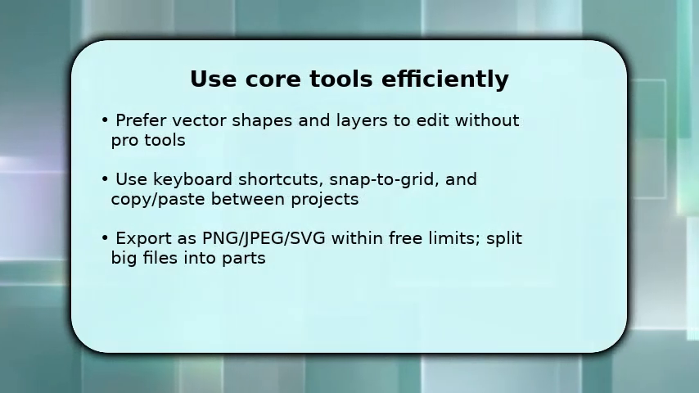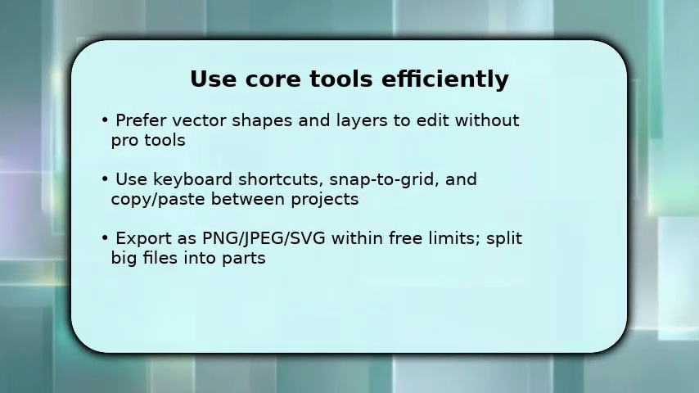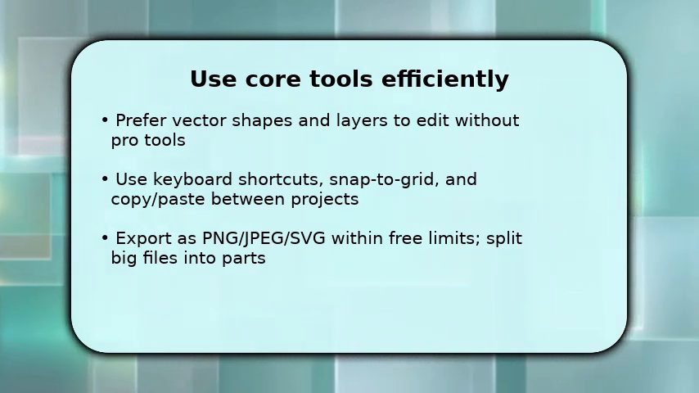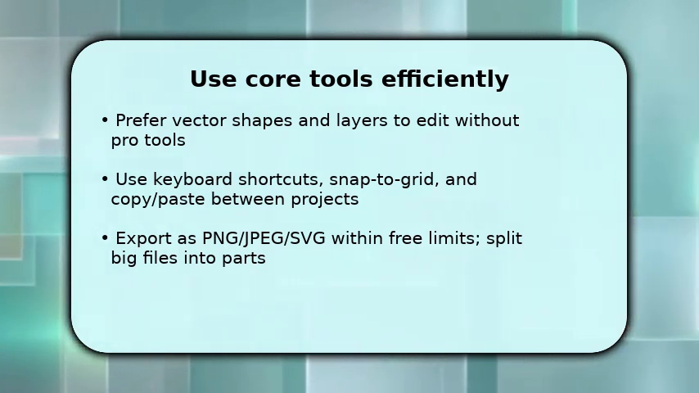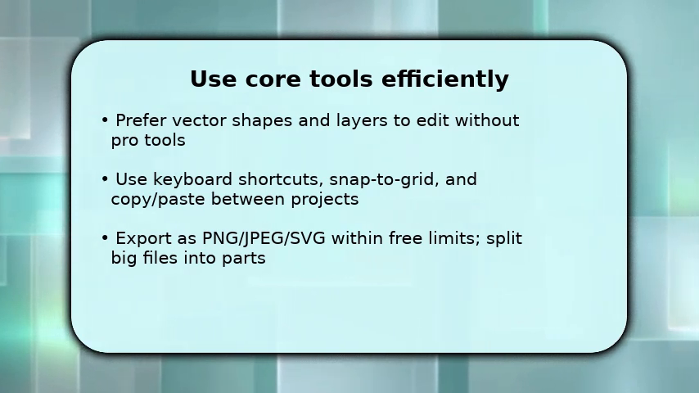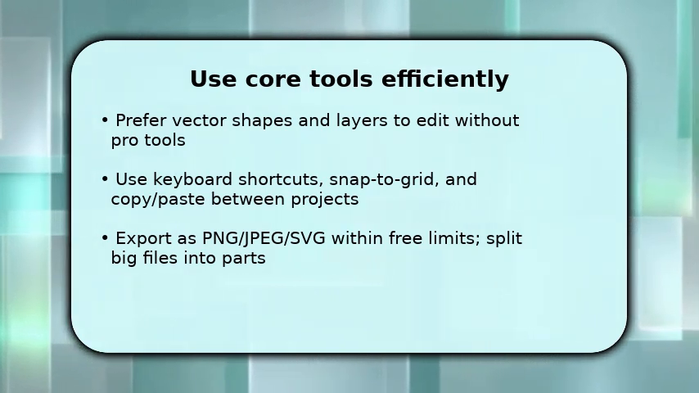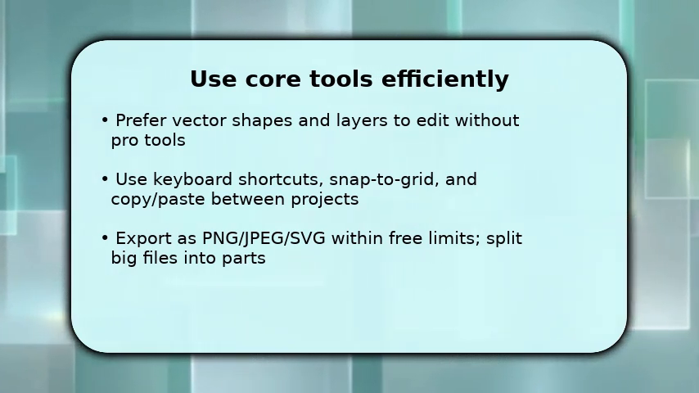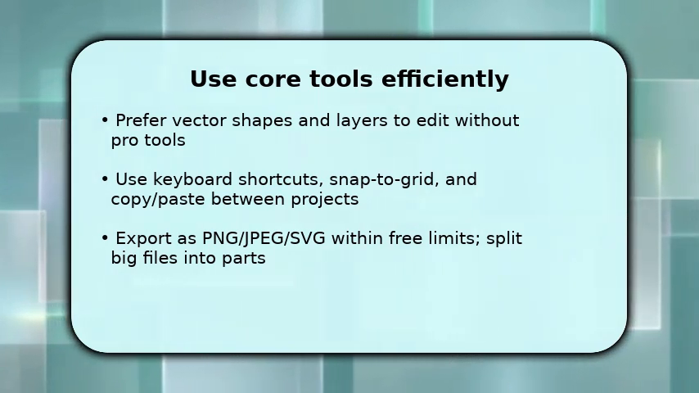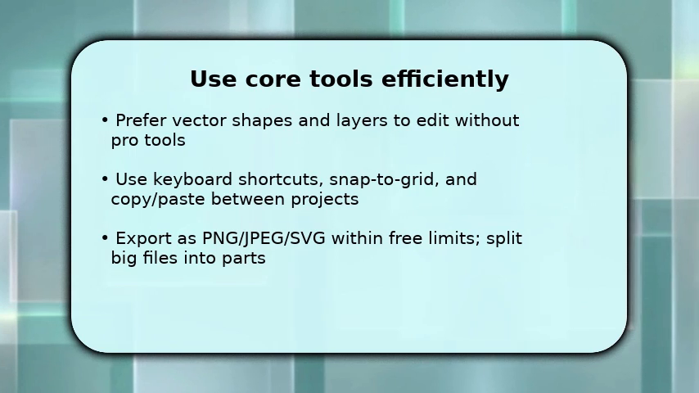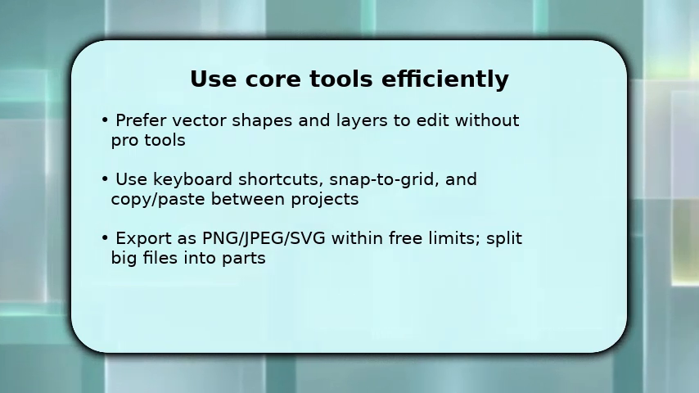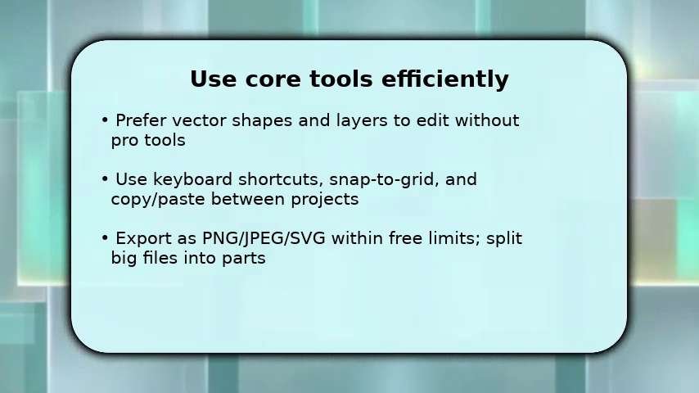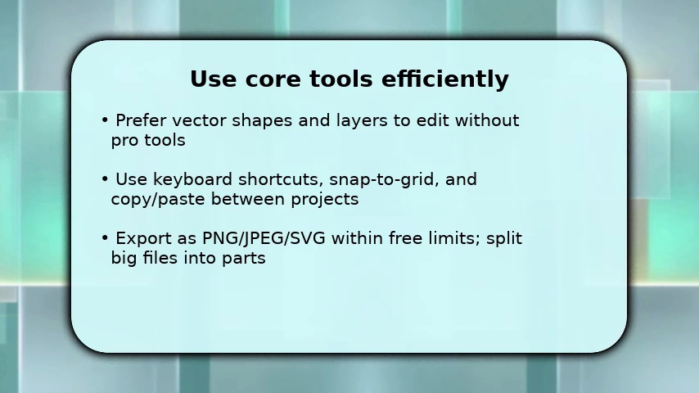You now focus on the core toolbox and workflows that don't require payment. Start with vector shapes and layers so edits stay non-destructive, and use Snap-to-Grid for precise alignment. This saves time versus pixel painting. Once done, apply keyboard shortcuts and duplicate groups to reuse assets. If a single export exceeds free limits, split the canvas into sections and export multiple files, then stitch them outside the app. This sequence preserves quality while staying inside the free plan.